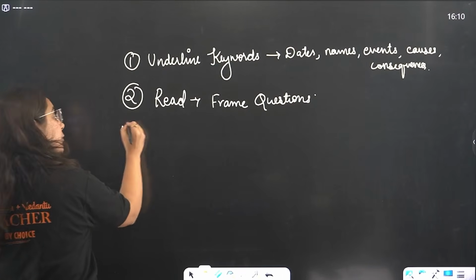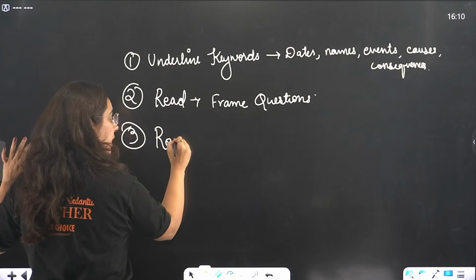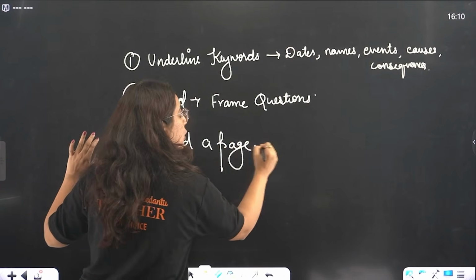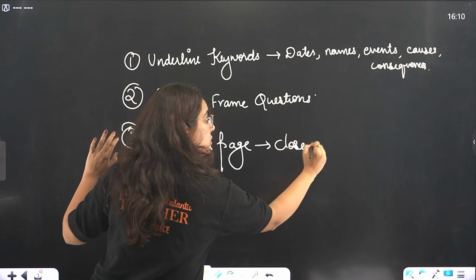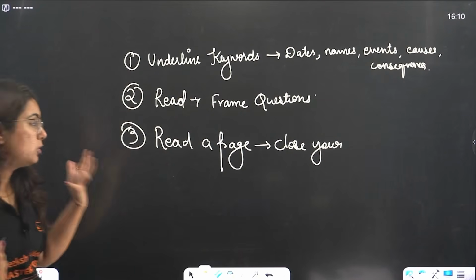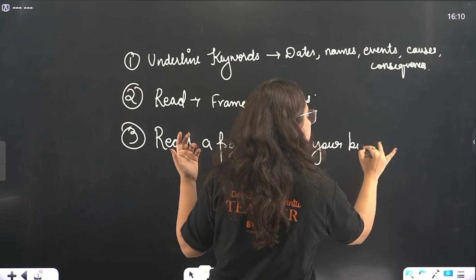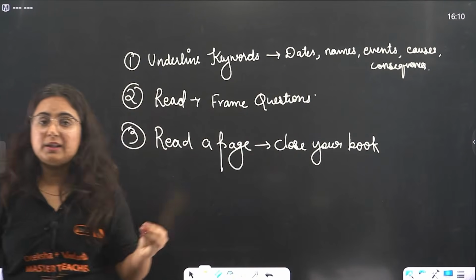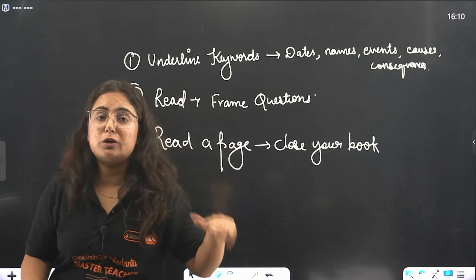Third thing is, when you read a page, okay, whenever you are done with reading a page beta, close the book, right? Close your book and then try to recall what you just read. This is the active recall method that keeps everything in your memory.